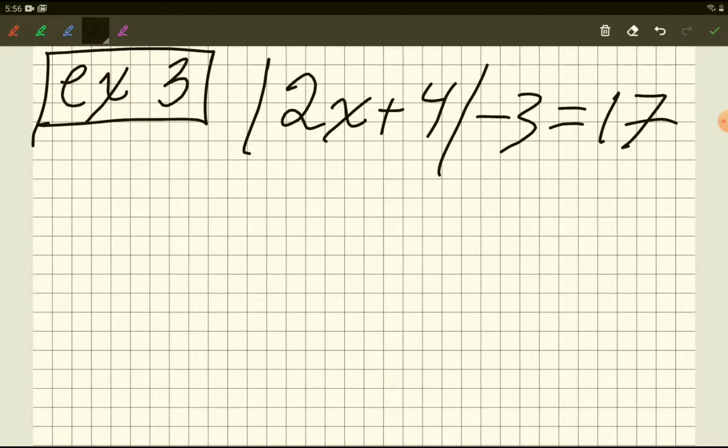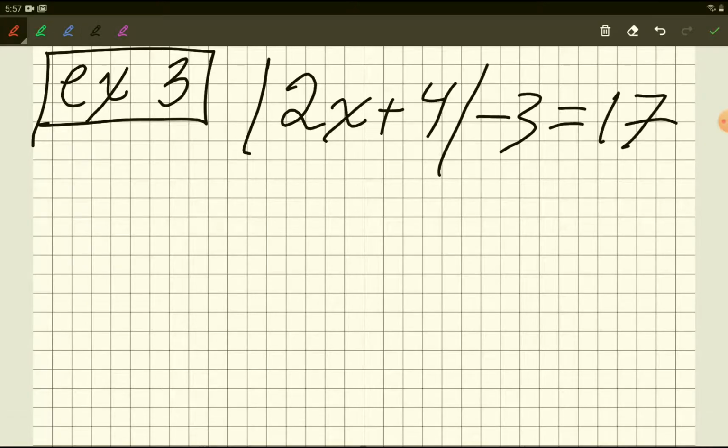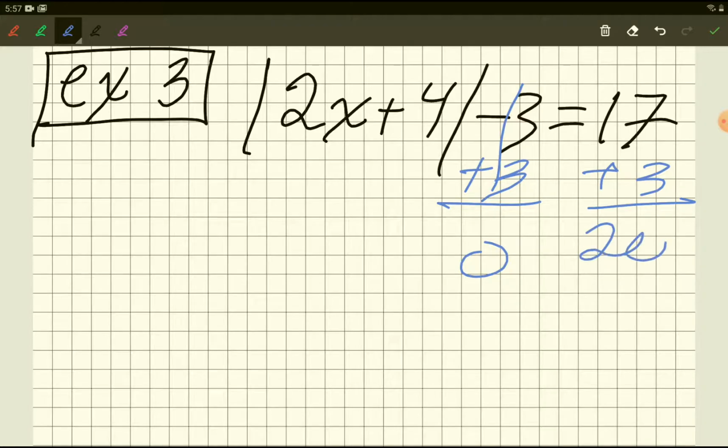17. Yeah, 17. Just made it up. Okay, so stay with me. First thing I want to do, balance it out. Make that 0. That turns into 0. That turns into 20. This I haven't touched yet, so it just stays how it is.